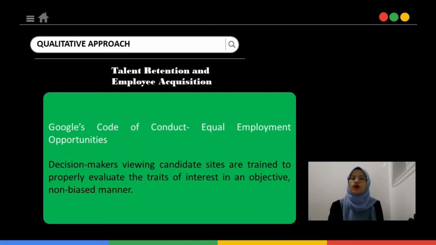Last but not least, the only strategy that used the qualitative method is talent retention and employee acquisition. By referring to the Google Code of Conduct, which highlights that the organization is applying equal opportunities employment without discriminating against particular groups, the decision makers who view the candidate sites should be trained to properly evaluate the traits of interest in an objective and non-biased manner.